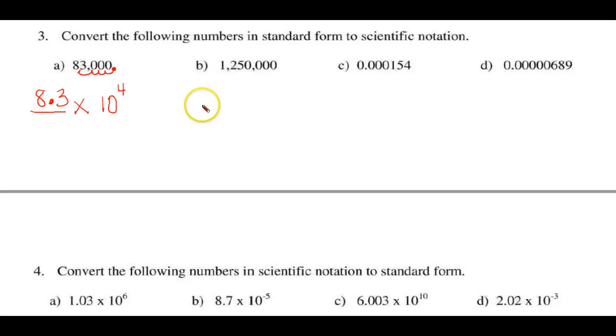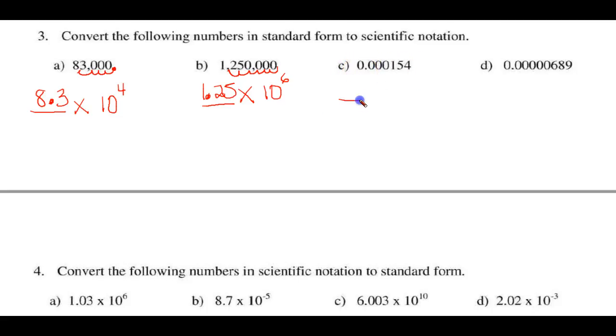All right, let's try it here. Going to have a number between 1 and 10 times 10 to what power? Well, move it here. 1, 2, 3, 4, 5, 6. So that's 1.25 times 10 to the 6th power. Now, big numbers are going to have positive exponents. Small numbers will have negative exponents because we're moving it to the right now.